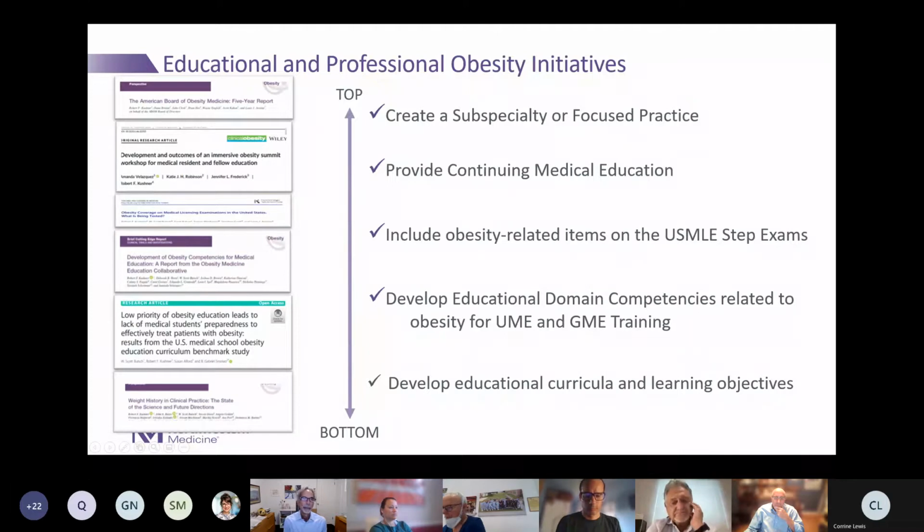Tony mentioned the American Board of Obesity Medicine, something we've developed and spent a lot of time in. You may not be aware of this, but over the past 10 years, we now have over 5,200 physicians in the United States who have certification in obesity care by examination and training. Under that is providing continuing medical education. Under that would be having obesity items on our examinations for medical students.